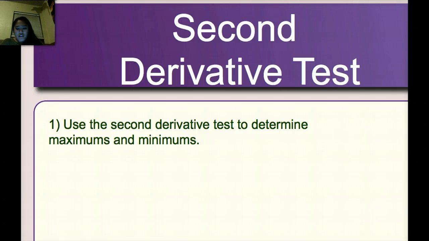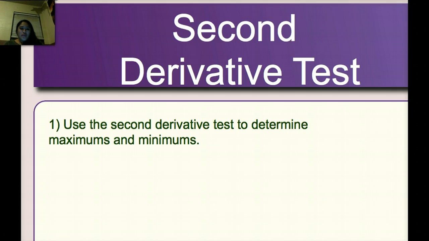Okay, class, so we're going to take a look at the second derivative test, and this will be the last section that we'll be doing for the semester. So if you can, please turn to page 6 in your blue packet. This should be titled Chapter 3.4, Second Derivative Test.